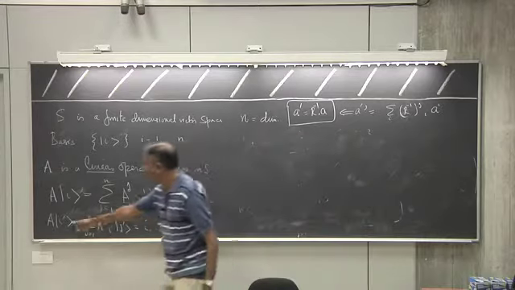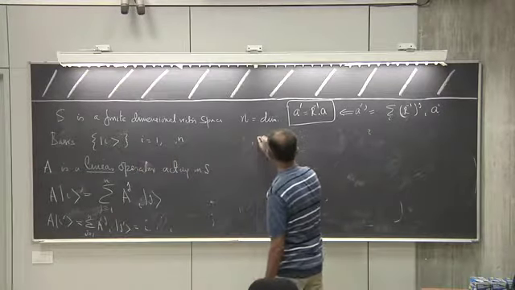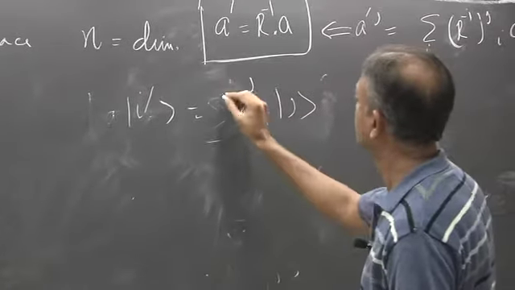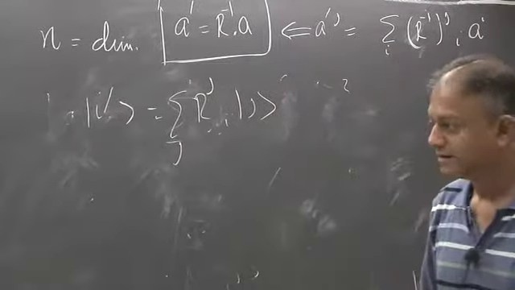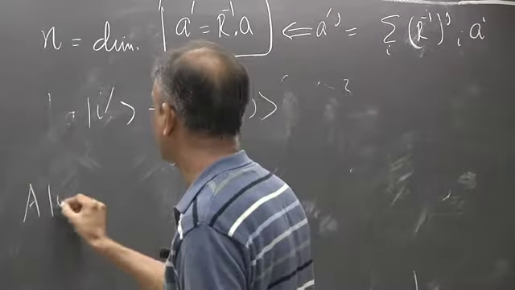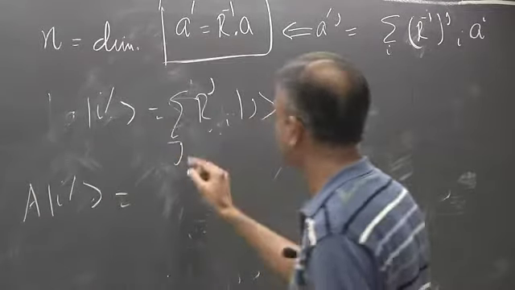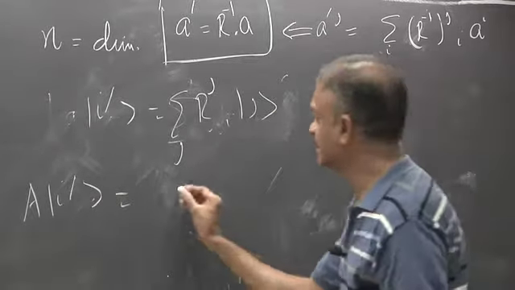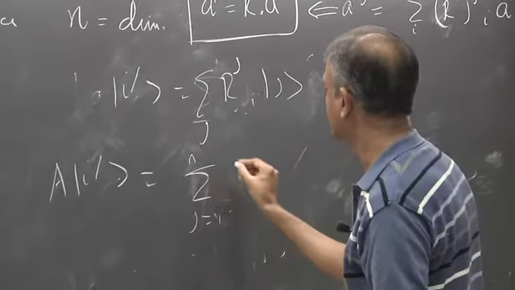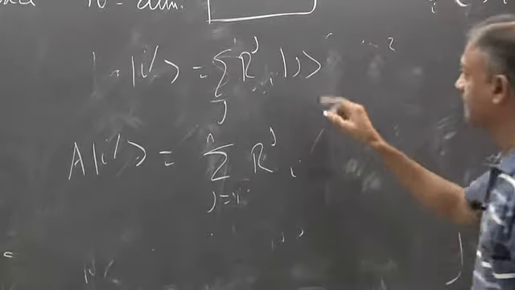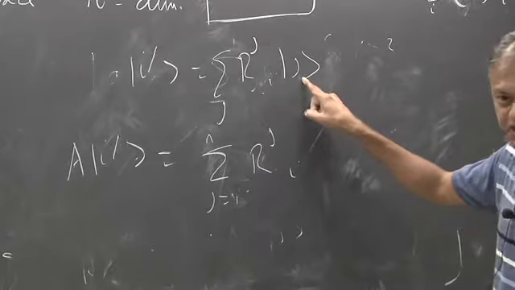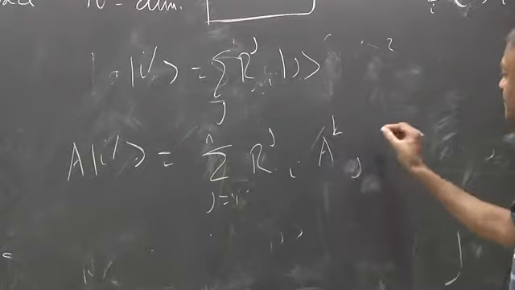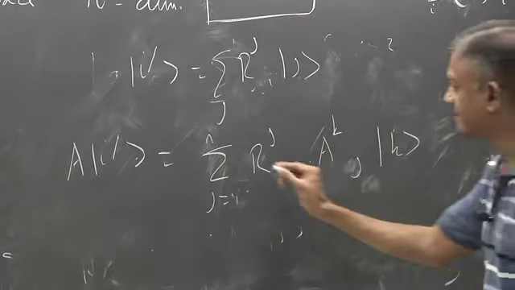So first of all, A I prime. I remember I prime was by definition R_ij e_j, summed over j. So let's see what it is. A e_i prime, therefore, is the same as A acting on that. But again, use the linearity property, then that's the same as sum j equal to 1 to n R_ji, and then A acting on e_j, which is A_jk e_k, and again summation over k also.